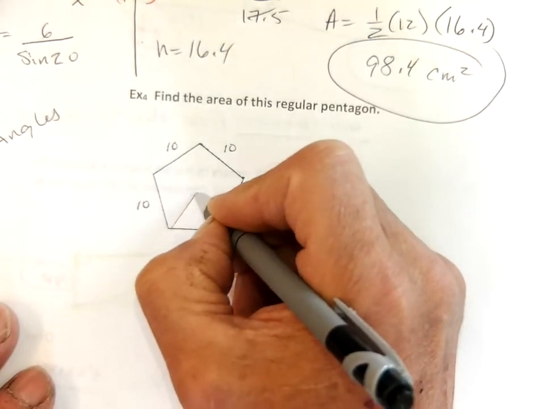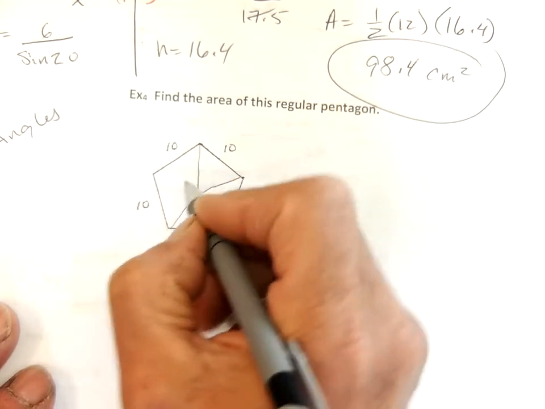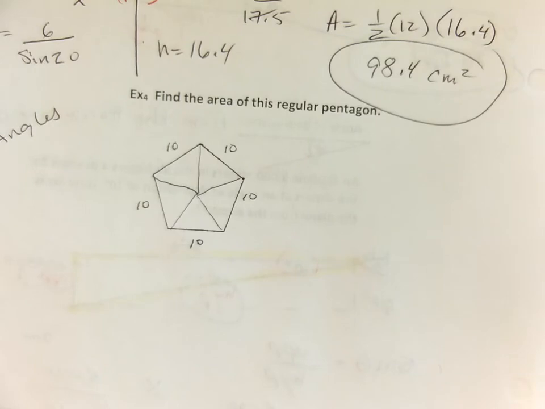Well, it's equilateral. So the first thing I'm going to do is change the problem into 5 triangles. Okay? The first thing I'm going to do is change it into 5 equal triangles. They are equal.